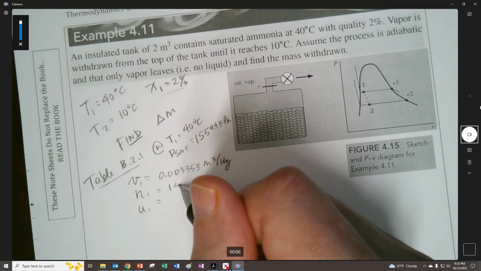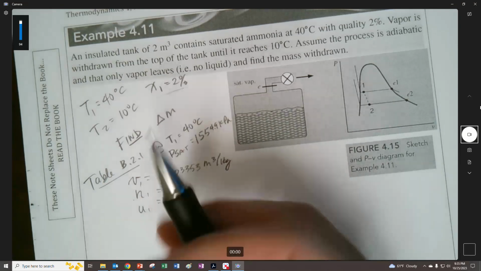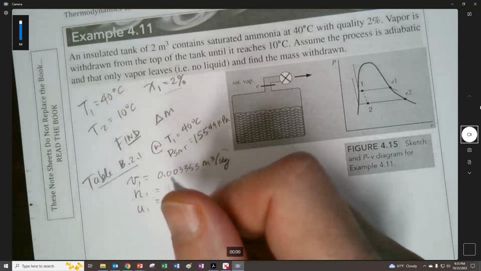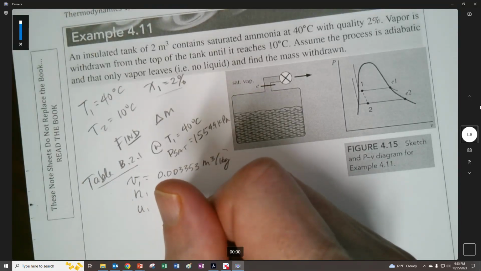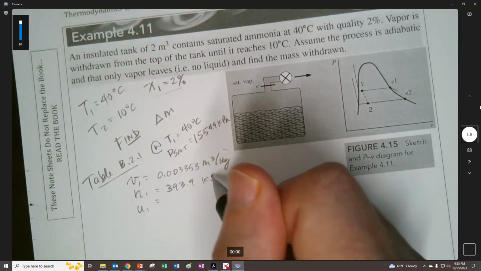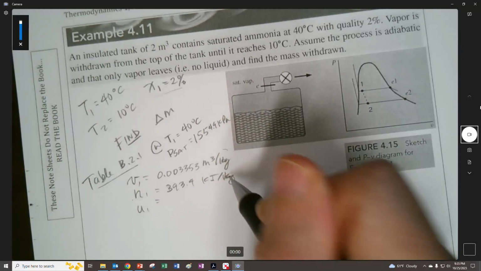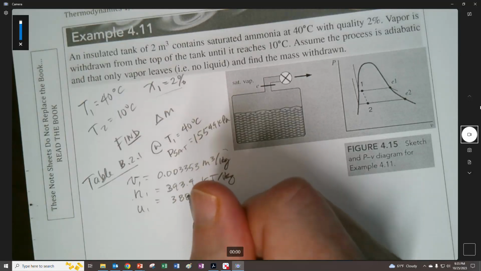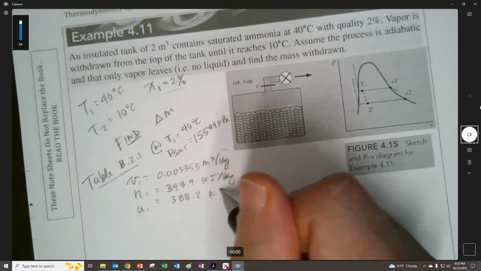Why did I write that over there? Oh, I see. Okay. My bad. I think I might need to know the gas. No, I don't think so. I think we're okay. So we got enthalpy of 393.4 kilojoules per kilogram. And the internal energy is 388.2 kilojoules per kilogram.